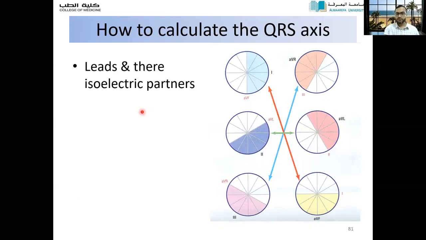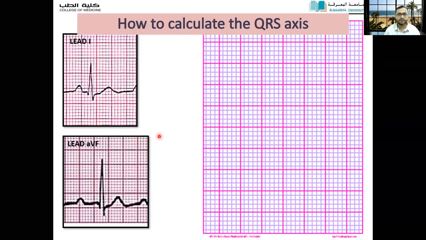For both methods, you have to select lead 1 and lead AVF. 2 leads you have to select which are perpendicular to each other. These 2 leads we are selecting because they are perpendicular to each other and they are looking at each other from 90 degrees, from different angles. So they will give you a better idea about which direction current flows. So we can select now lead 1 and lead AVF. What next? Take a graph paper.